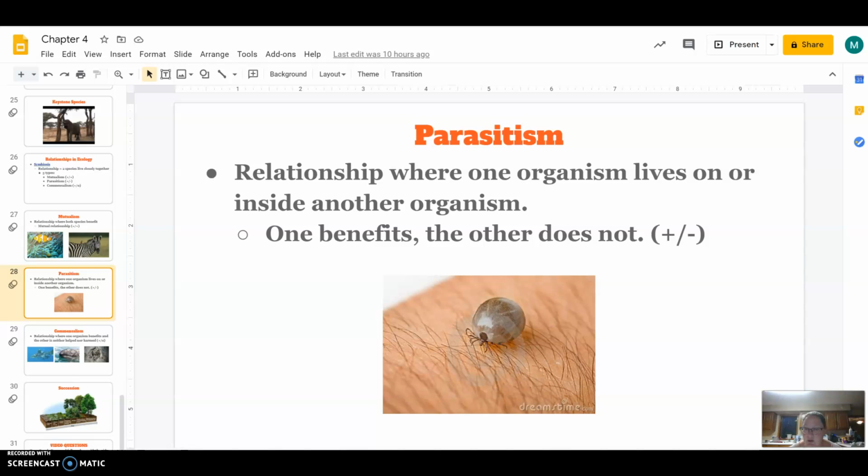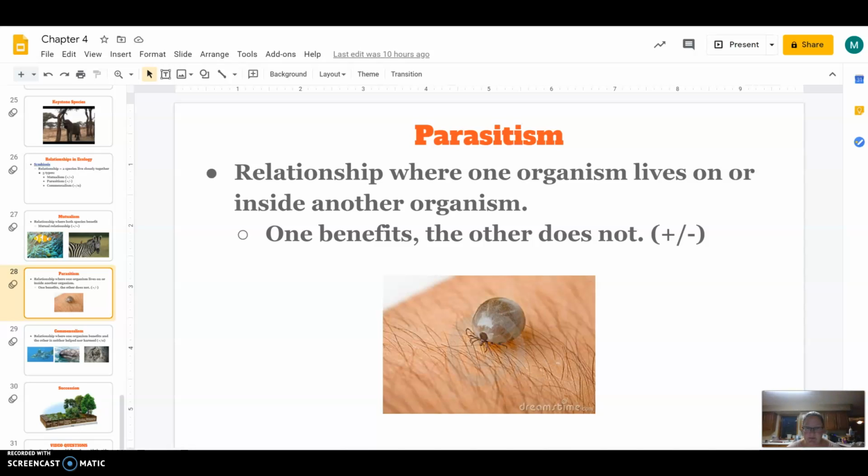The parasite gets all or most of its nutrients from the host organism, and parasites weaken, but usually don't kill their host. It's important to know this because if a host dies with a parasite, the parasite then has to go and try and find a different host to be able to survive. It can't just live on its own.